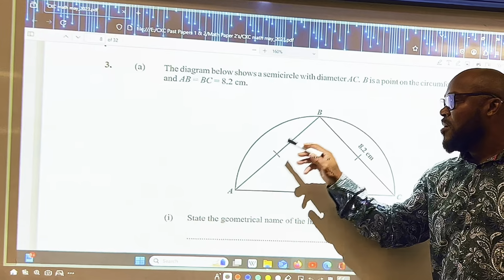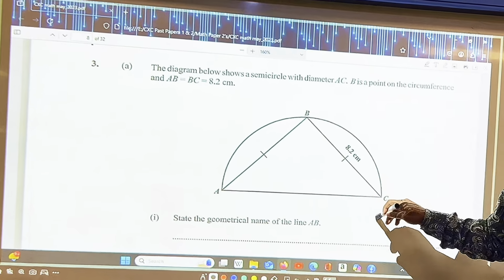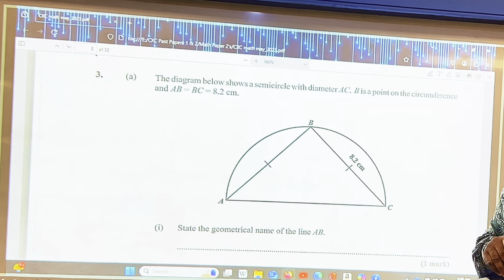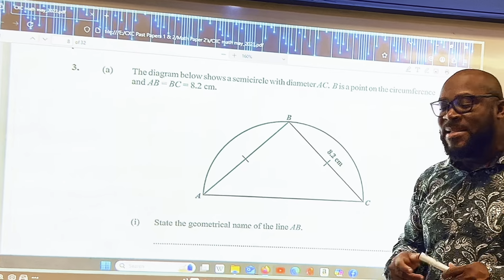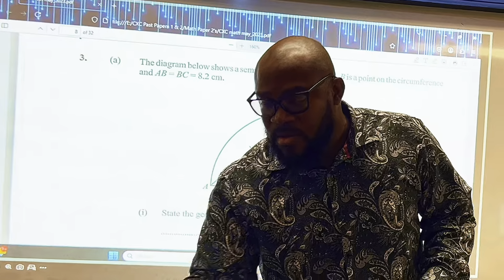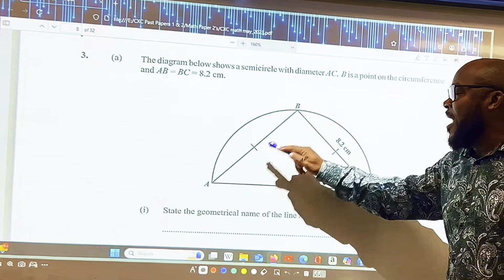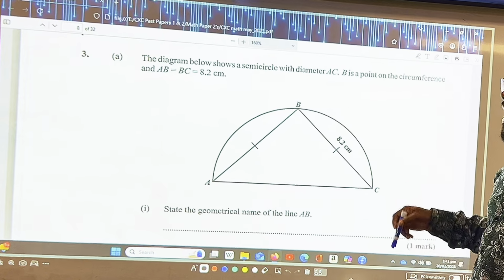ABC, a triangle. But from today you should know what type of triangle. It is an isosceles. Why is it an isosceles triangle? Somebody tell me. The two, AB, use the names of the lines. AB and BC are identical.